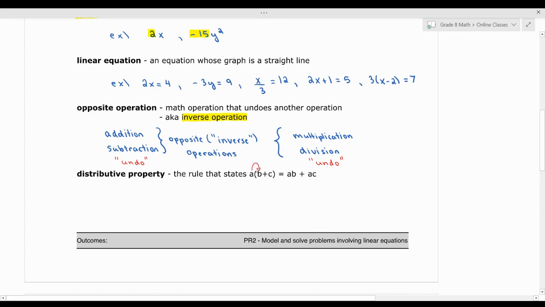So I have to multiply the A times the B, so that's how I get the AB, and then I have to go A times C. So that's how they're getting the A times C.